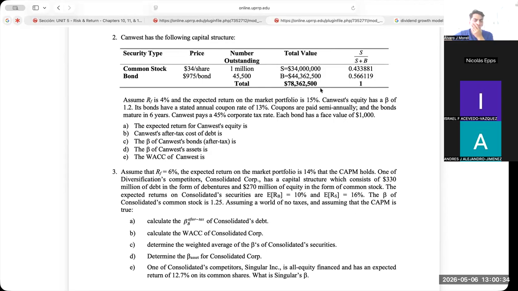So these are the total values of outstanding stock. This is S. This is the total value of outstanding debt. This is B. And then this total, the sum, is V, the value of the firm. These are the weights. This one is S over S plus B, and this one is B over S plus B. Anyway, they have to add to 1 is the point.